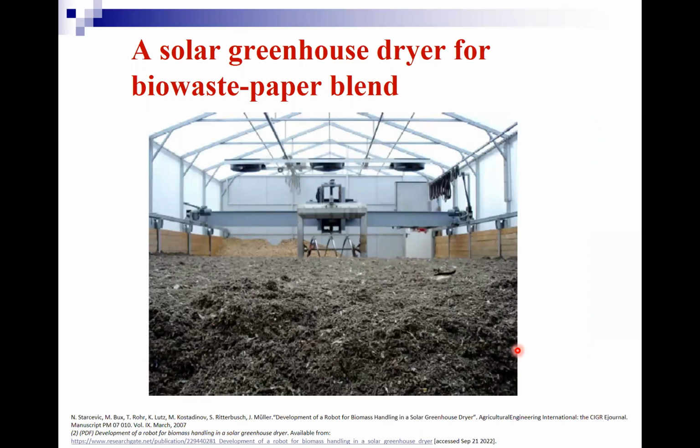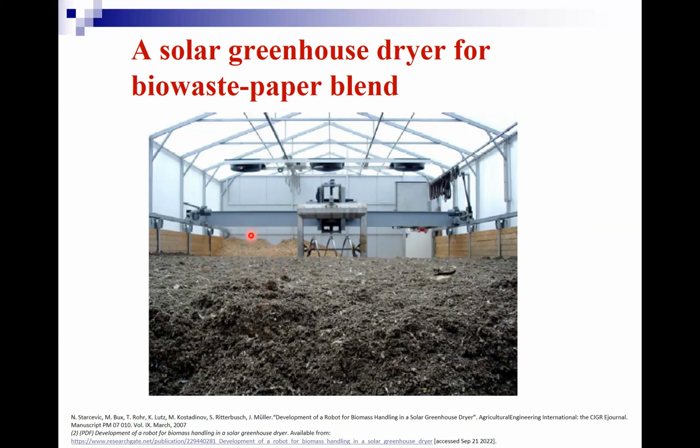Another system that can also be used for drying is the greenhouse dryer. In this case, we have a solar greenhouse dryer for a biowaste and paper blend. So basically, biowaste from municipal solid waste with some paper blend. And here you can have some kind of mixing; in this case it can be a robot. They designed a robot that can go through the material to mix from time to time to expose more of the wet material to the air here.